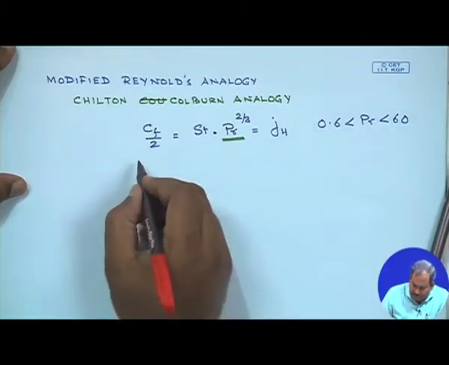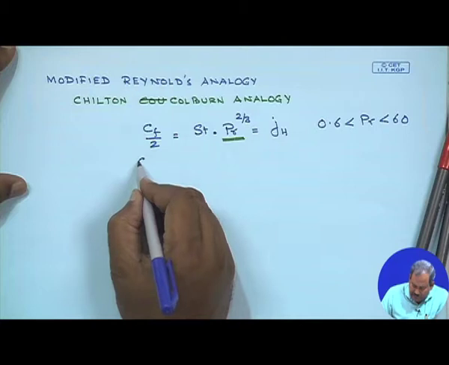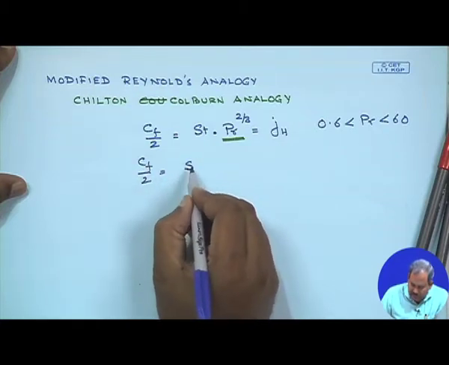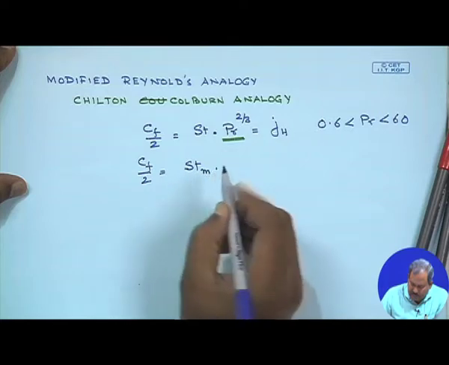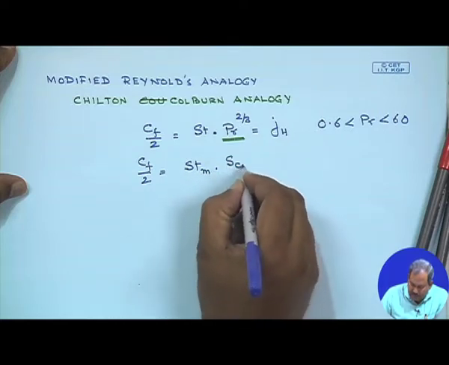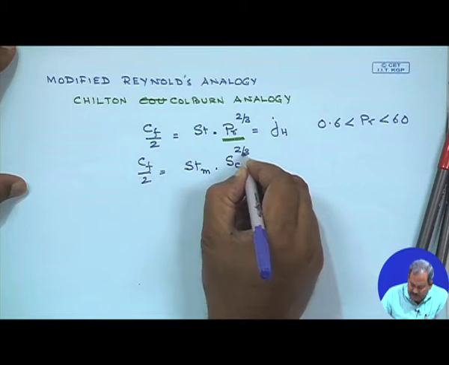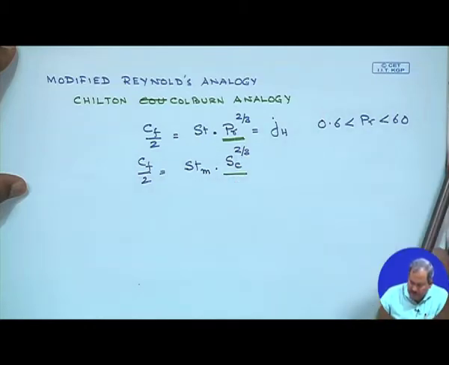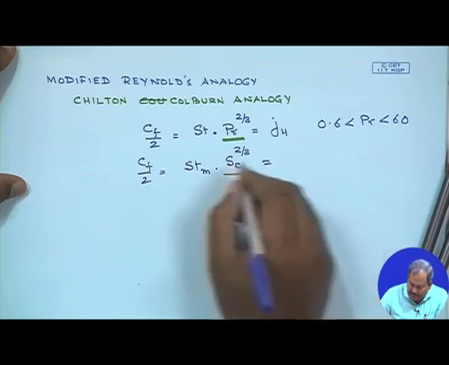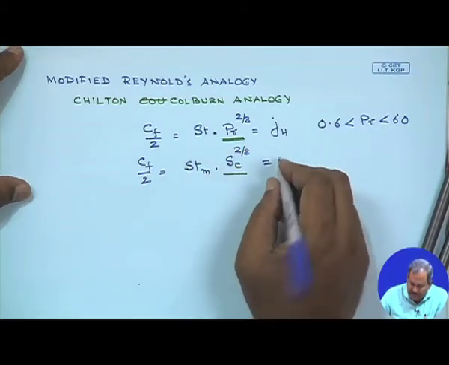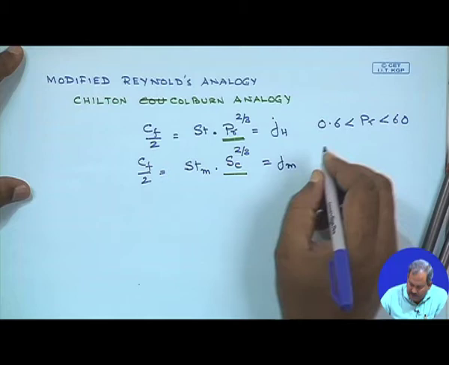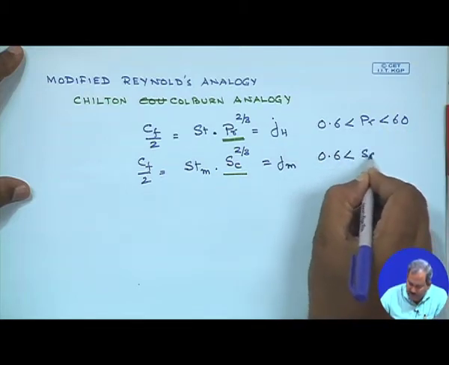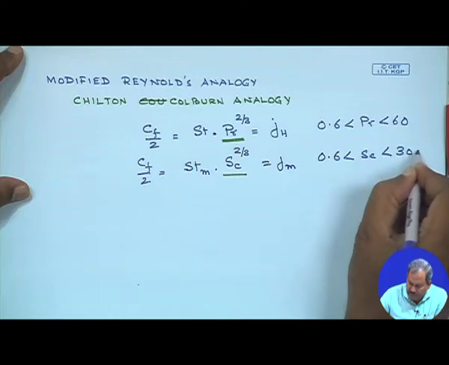And for the case of mass transfer, it is going to be Cf by 2 equal to Stanton number based on mass and a Schmidt number correction factor, exactly the same way as the case of Prandtl number is added, and this product is called Jm, and it extends the value of Schmidt number from 0.6 to 300.